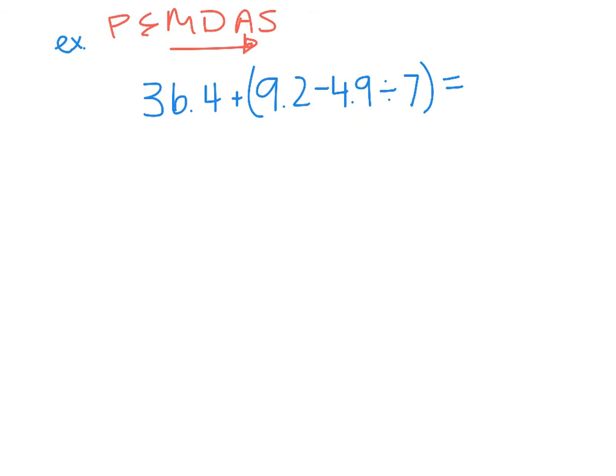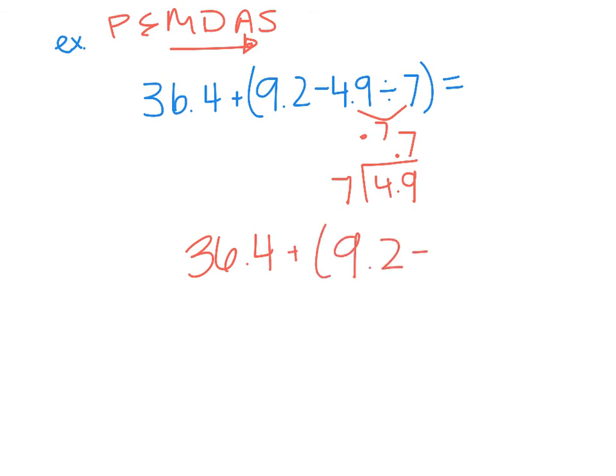4.9 divided by 7. 7 goes into 49 7 times, so it is 0.7. The 7 just comes straight up into my answer. So that means that 4.9 divided by 7 is 0.7. I'm going to rewrite what I have done so far. 36.4 plus 9.2 minus, we did this already, so 0.7. Okay, next I do the rest of my parentheses, which is 9.2 minus 0.7.